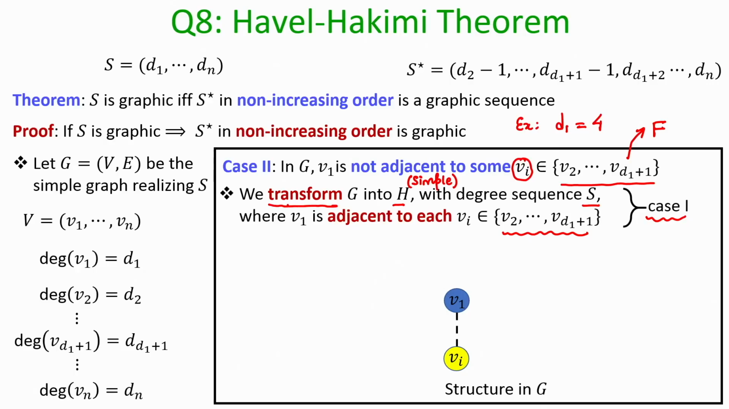So, I will forget about the graph G, and say that I now have a graph H which is simple, which has n nodes and which realizes the degree sequence S, and where the vertex with the highest degree d 1 is adjacent to the next immediate d 1 vertices. So, I can remove the vertex V 1 and argue that because of the removal of V 1, the degree of the next d 1 vertices will get decremented by 1, and that will be a realization for the sequence S star. So, that is the proof idea.